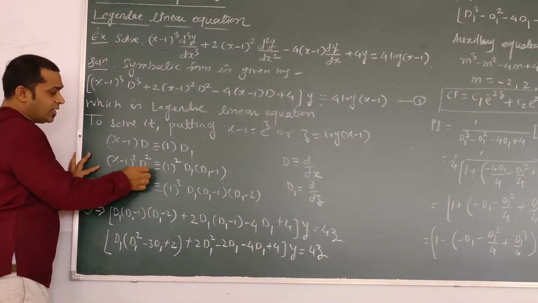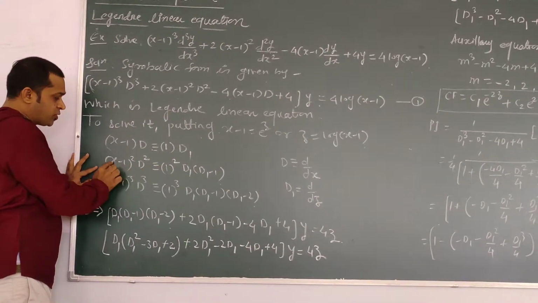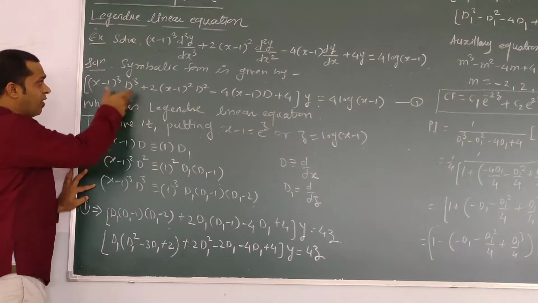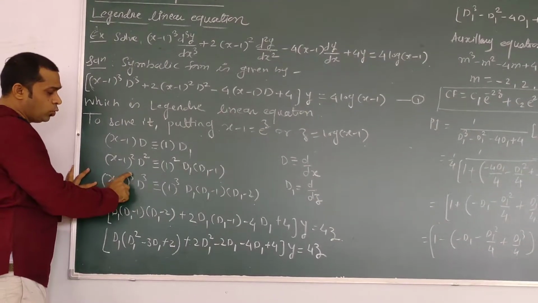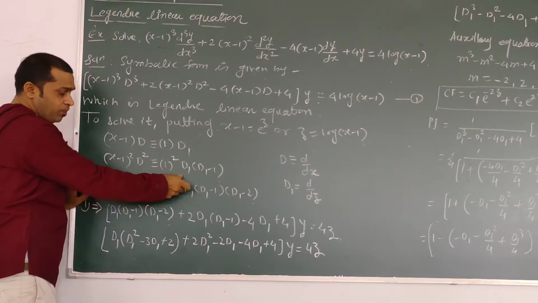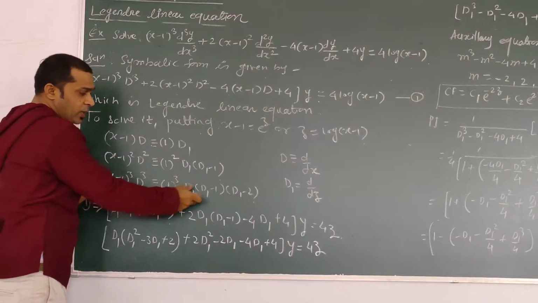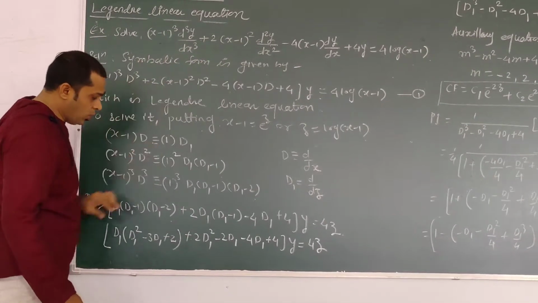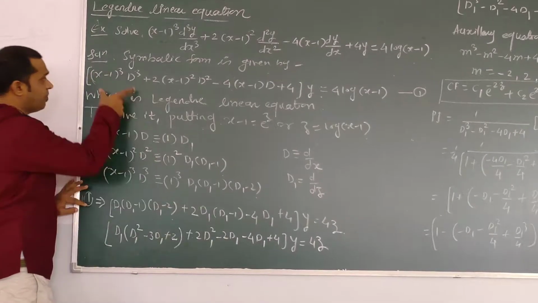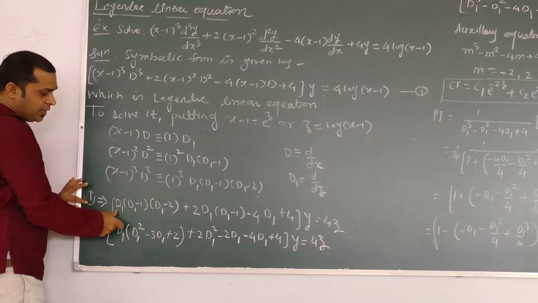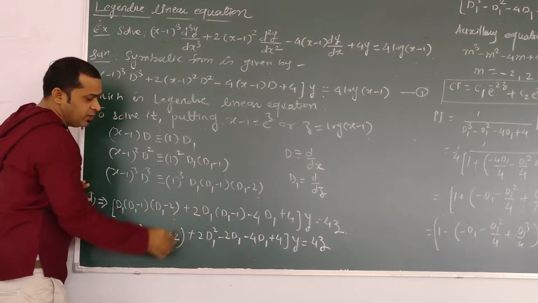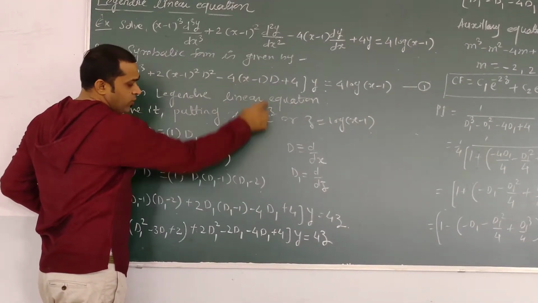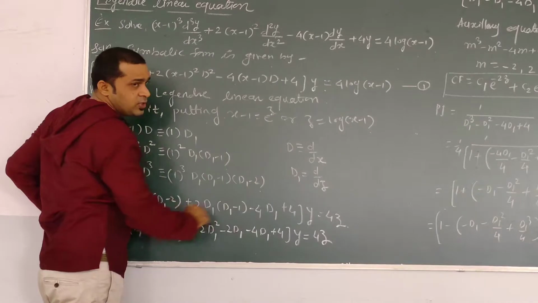Then (x minus 1) square D square will be replaced by, again the coefficient of x, that is 1 square, then D1 minus 1. Then again we have the third degree term (x minus 1) cube D cube, which will be replaced by 1 cube, again the coefficient of x, D1 (D1 minus 1) (D1 minus 2). Substituting all this in equation number 1, the resulting equation will be this. We replace (x minus 1) cube D cube by D1 (D1 minus 1) (D1 minus 2), which is listed here. Similarly (x minus 1) square D square is replaced by D1 (D1 minus 1), and (x minus 1) D is replaced by D1, equals 4z.